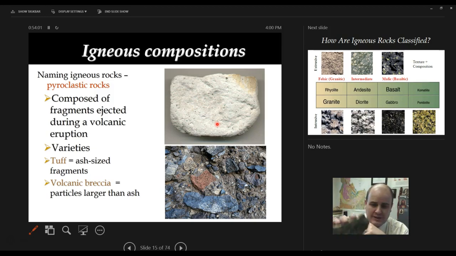Or you can have ones like this, which is still a tuff, but it has lots of smaller and bigger pieces in it. So it could potentially be a breccia, the small ones, but most people would still consider this a tuff. The breccias usually have a lot bigger clasts inside of them. Okay, and I have an example of one somewhere, but I don't have it with me right now.